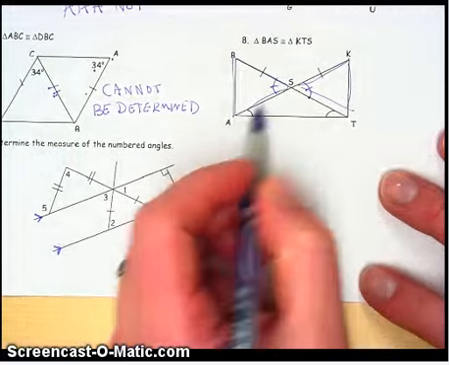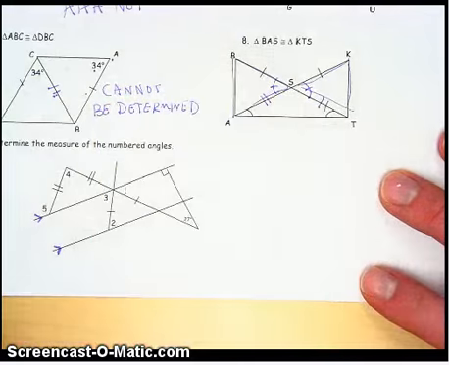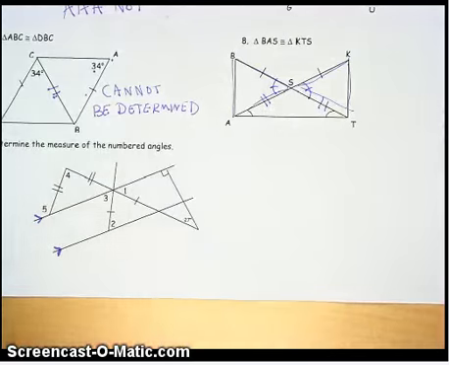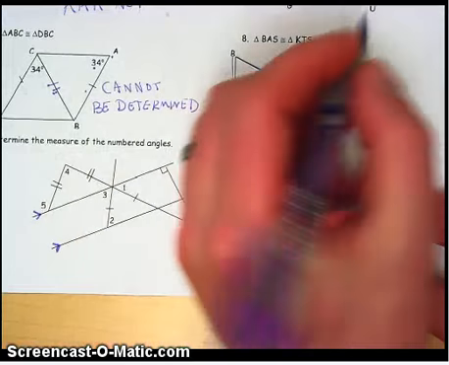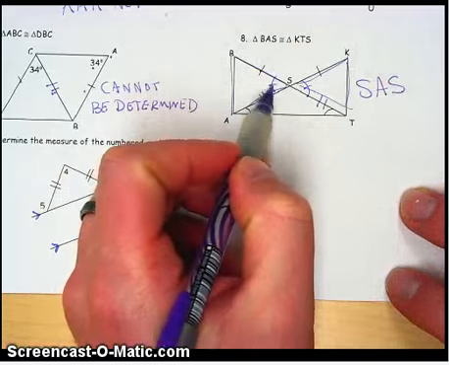If I've got this triangle down here, it's isosceles. These two angles are the same, so that makes those two sides the same. So these two triangles would be congruent because of our side, angle, side.